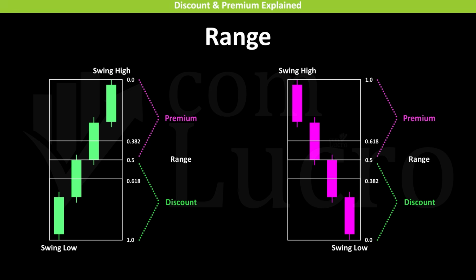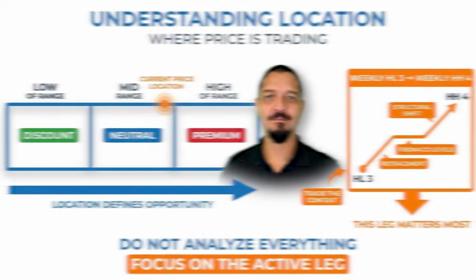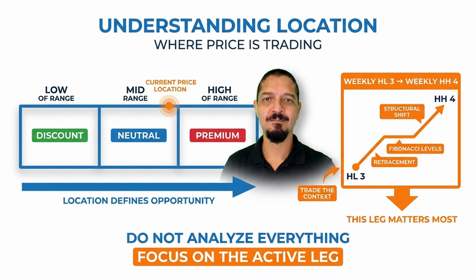This concept of discount and premium is very simple, but it is essential to keep it in mind at all times when analyzing price. It provides a clear framework for evaluating where price is located within a range and helps define where higher probability trade opportunities are more likely to form, especially when combined with proper structure and confirmation. So now this gives us a clear understanding of location. We are not just looking at levels. We are evaluating where price is trading within the range and whether it is offering favorable conditions for a trade.